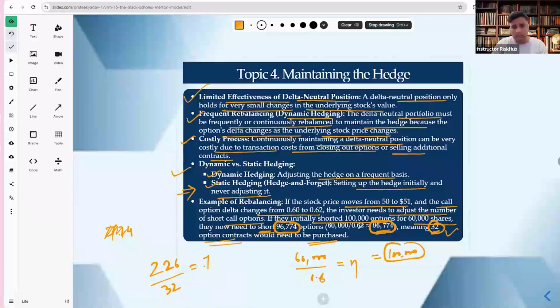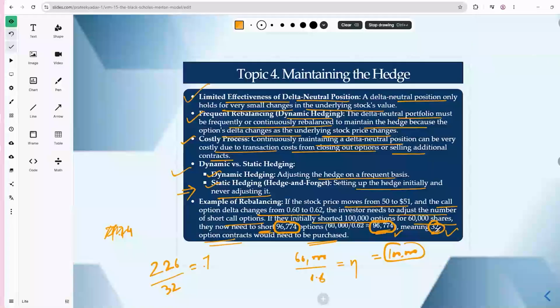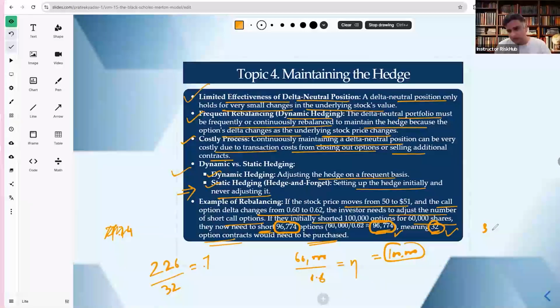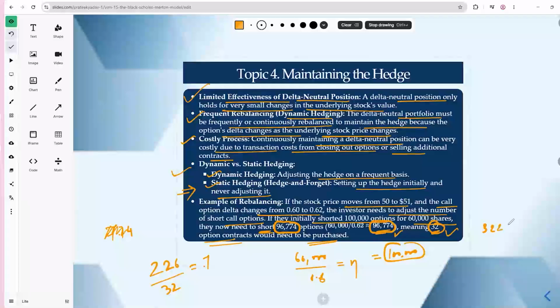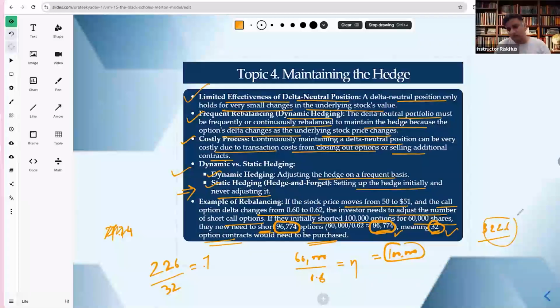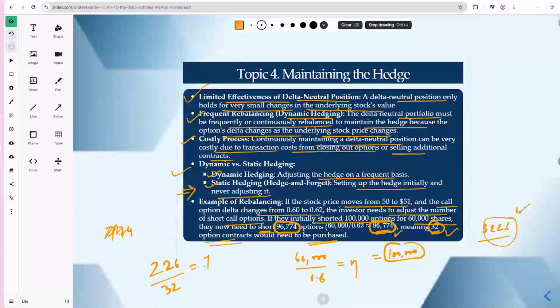See, 60,000 by 0.62 is okay, 96,774, right? But why does it say 32 option contracts need to be purchased? Earlier my option position was 100,000, now 96,774, so till here the answer is right. But what is this option contract number? So it's a typo mistake. It should be 3,226. Yeah, three thousand two hundred twenty-six. What is 32, right? Typo mistake.